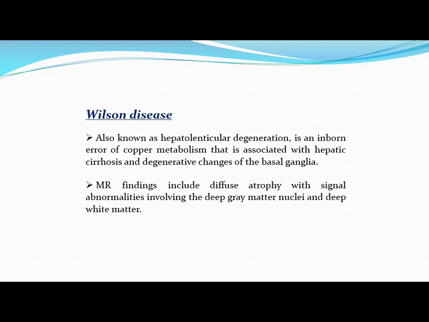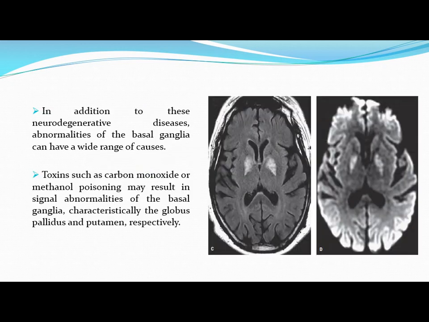In addition to these neurodegenerative diseases, abnormalities of the basal ganglia can have a wide range of causes. Toxins such as carbon monoxide or methanol poisoning may result in signal abnormalities of the basal ganglia, characteristically the globus pallidus and putamen. Yes, methanol, putamen.